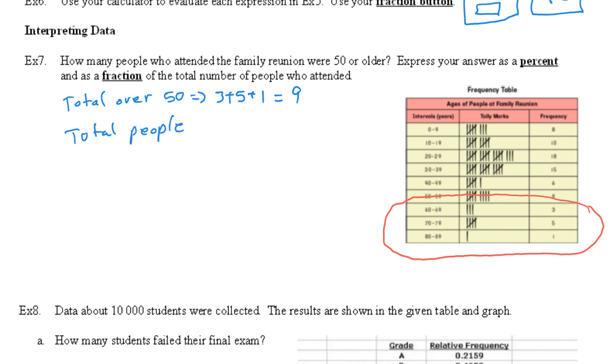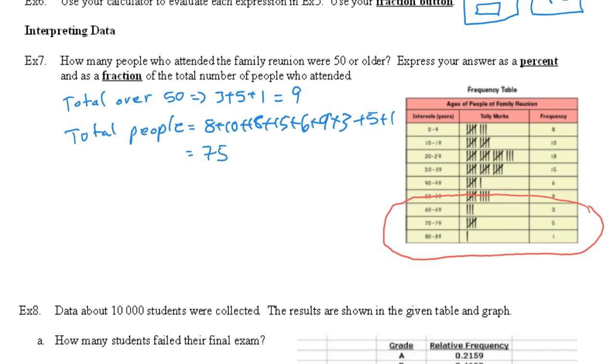Okay. Now, the total people in the set that are actually here are going to be 8 plus 10 plus 18 plus 15 plus 6 plus 9 plus 3 plus 5 plus 1. And where did I get that? I got that from my chart here. This tally, this frequency chart, just allows us to keep track of who is in what category, 0 to 9, 10 to 19, whatever, right? And in this case, the total number of people is going to be 75 as our final answer.